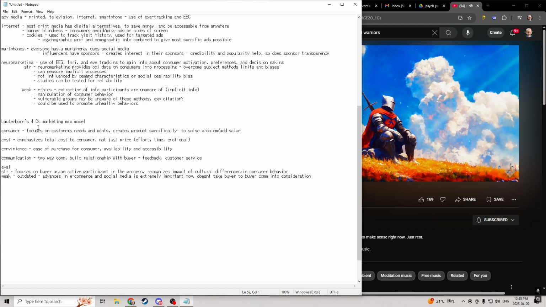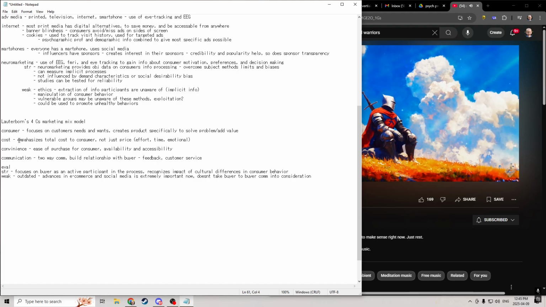Alright, and moving on to the last thing, Bob Lauterborn's 4 C's marketing mix model. I believe it used to be the 4 P's, and that was more about the product side and the business side and less about the consumer side. And so Bob Lauterborn, the GOAT, changed his 4 C's to be more customer focused. So the first C, consumer, focuses on the consumer's needs and wants and tries to create products specifically to solve a specific problem or add value to the consumer's life in a specific way.